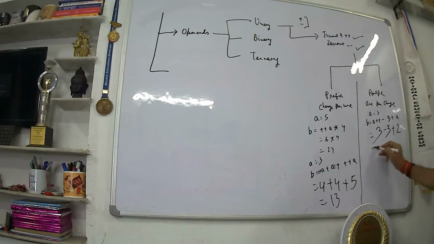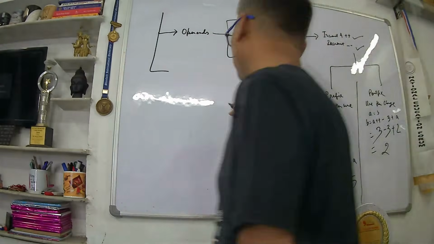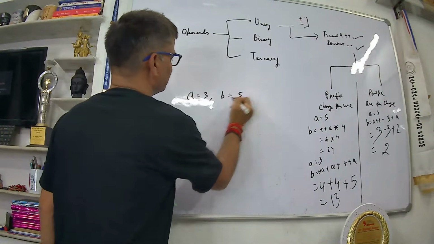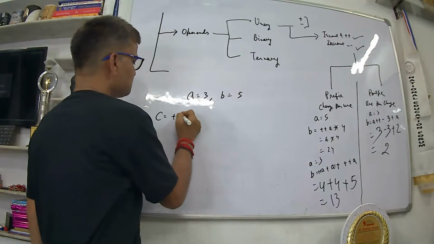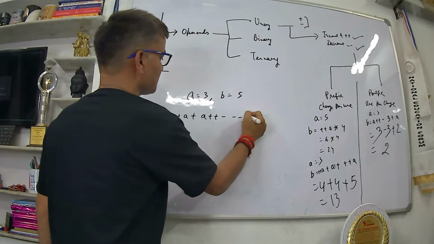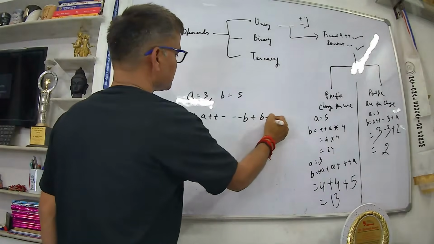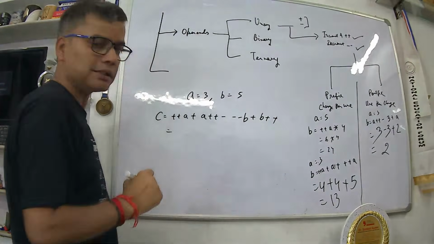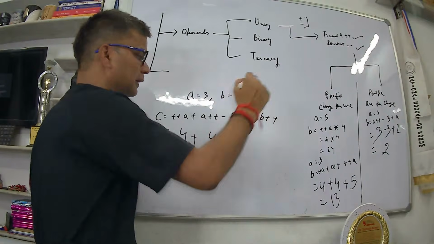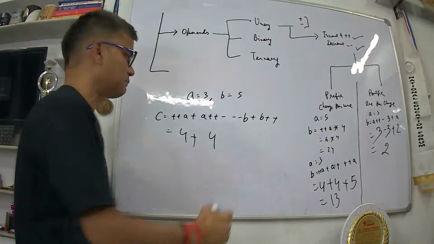It is 2. Fine. Now, this prefix and postfix, let me give one more example. Say A equal to 3, B equal to 5, C equal to ++A plus --B plus B++. Now, ++A is 4; A++ will remain 4 only. Later on, if somewhere it is used, it will be 5.